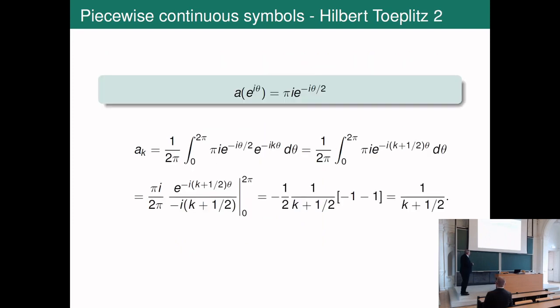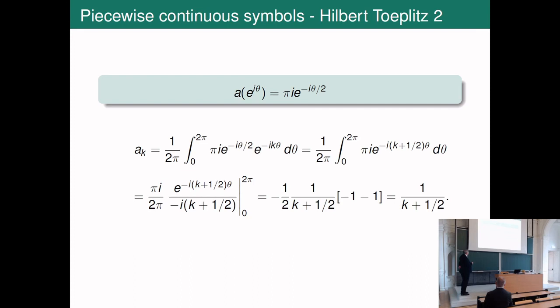The question is, what is the symbol of the Hilbert matrix? And it turns out the symbol of this matrix is this function. Look, if theta moves from 0 to 2 pi, then this right-hand side, first it is pi I, and then it moves along a half circle to minus pi I. If theta is 0, we have pi I, and if theta is 2 pi, we have e to the minus pi I, and this is minus 1. So this is a piecewise continuous function. It moves along a half circle, and then makes a jump back from minus pi I to pi I.